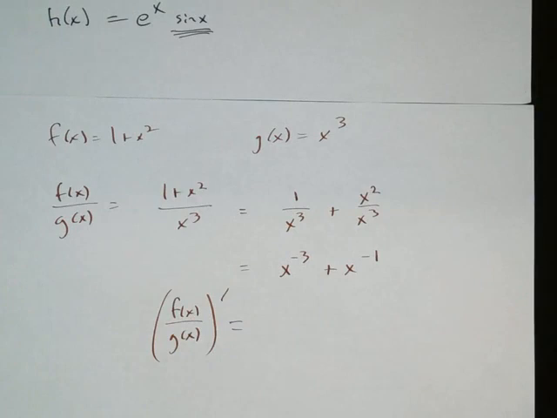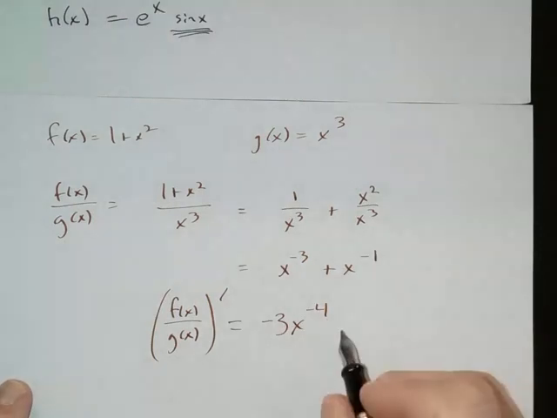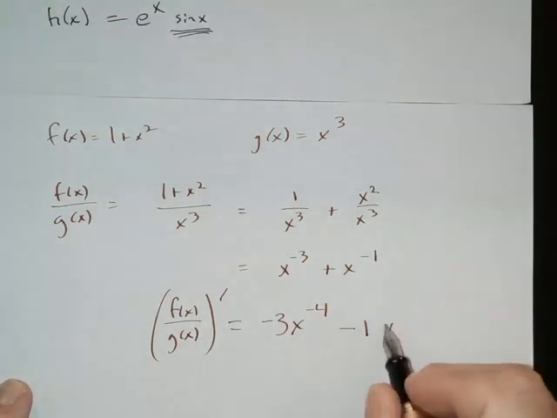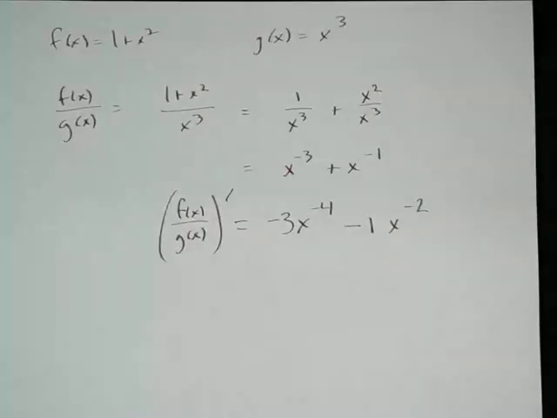The derivative of x to the minus 3 is negative 3x to the minus 4. And in the same vein, I get negative 1, x to the minus 2, there. So if I can do the division and get something nice and easy to work with and just use the power rule, I'm going to do that.